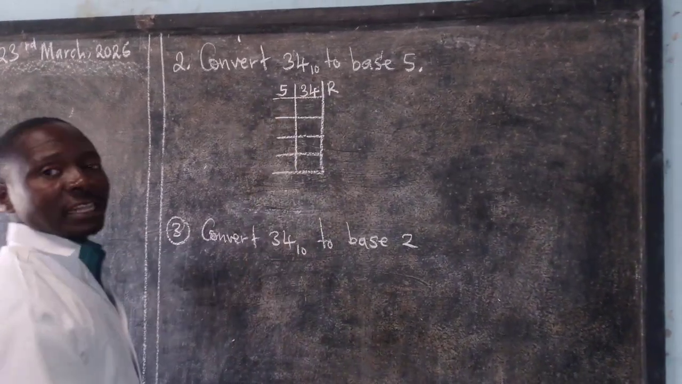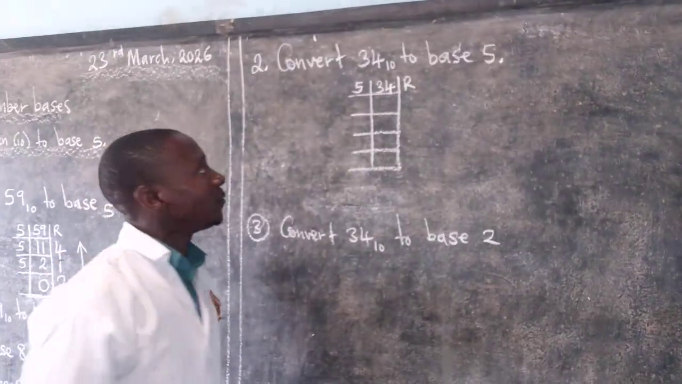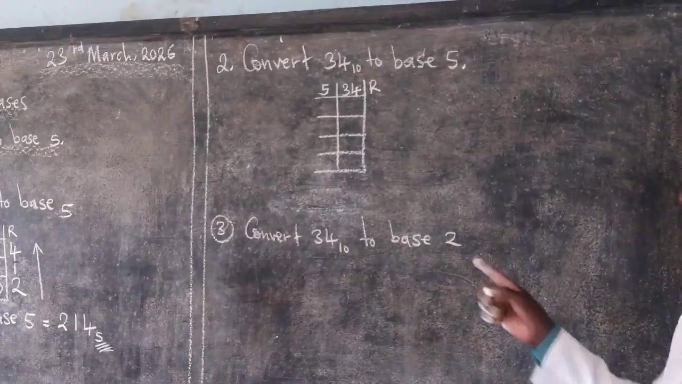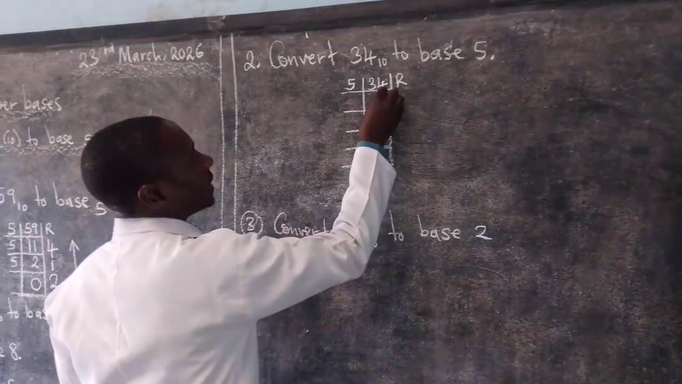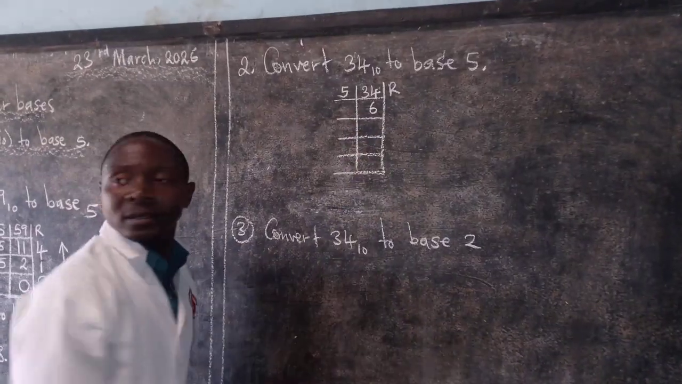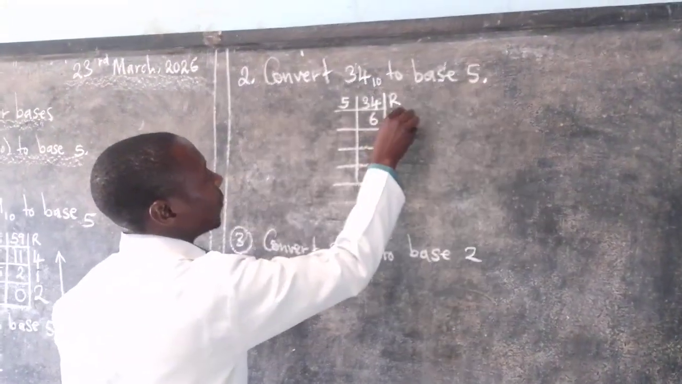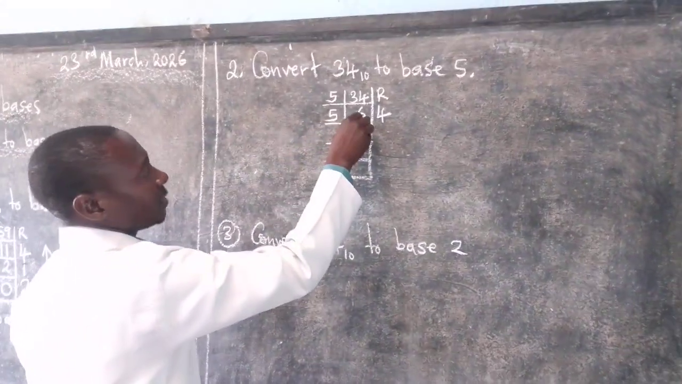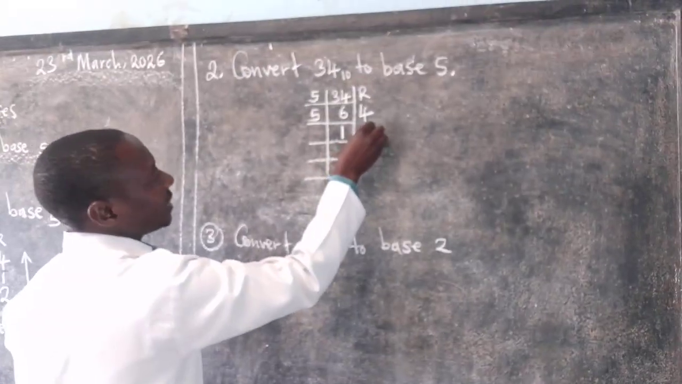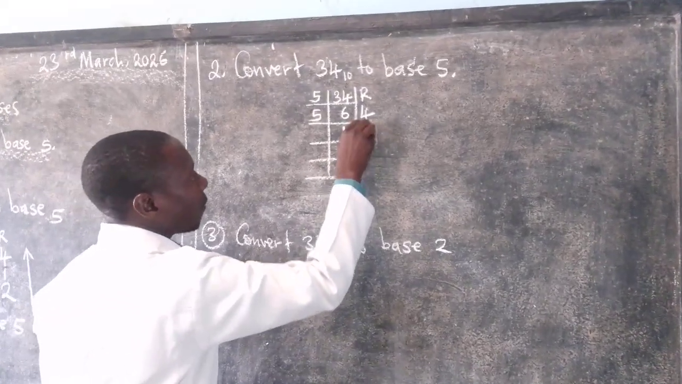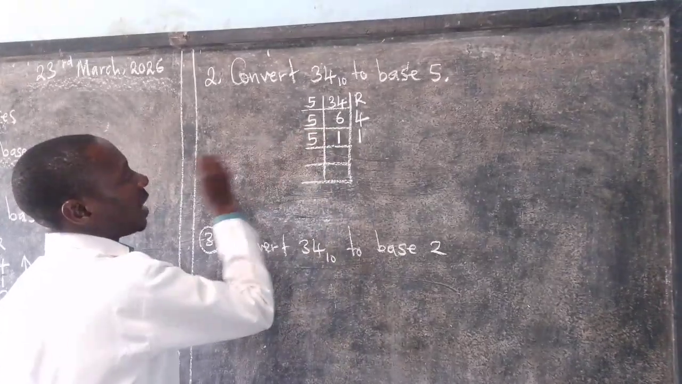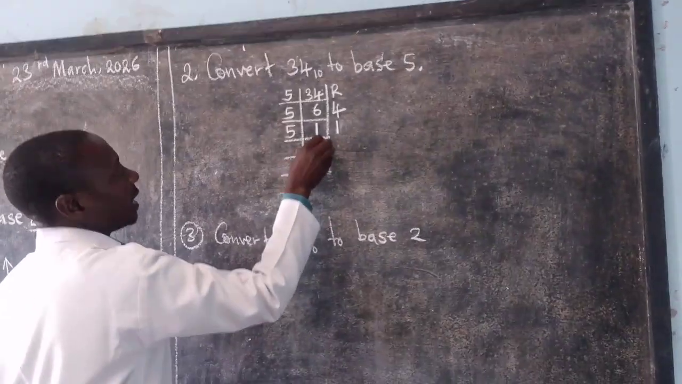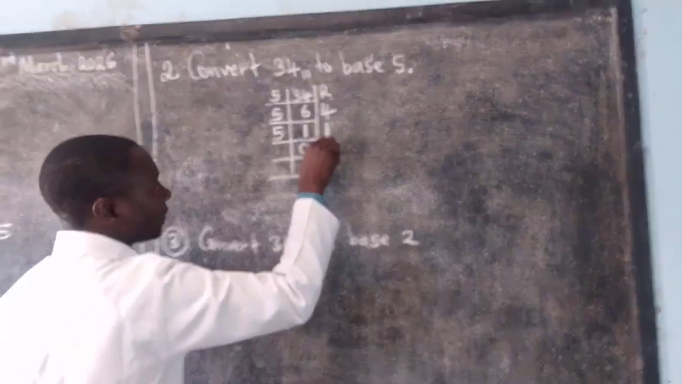5 into 34, how many times does it go? 6 times. So we write a 6 here. Remainder 4. Then put another 5 here. 5 into 6 is 1, remainder 1. Bring 5 down again. 5 into 1? It can't. So we write a 0 here and write a 1 here.